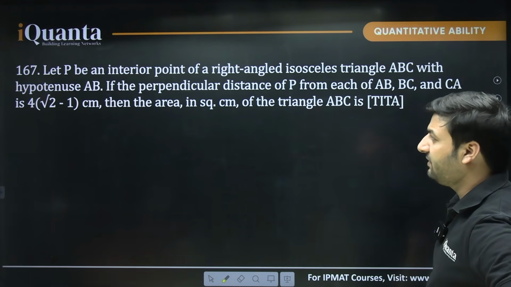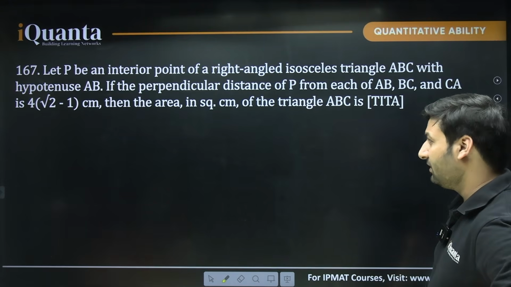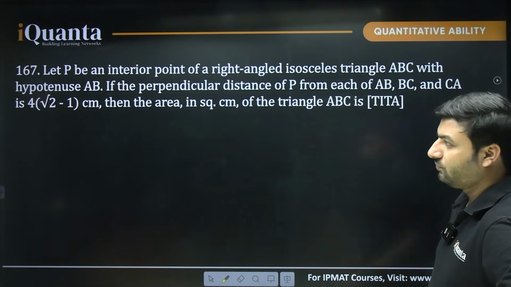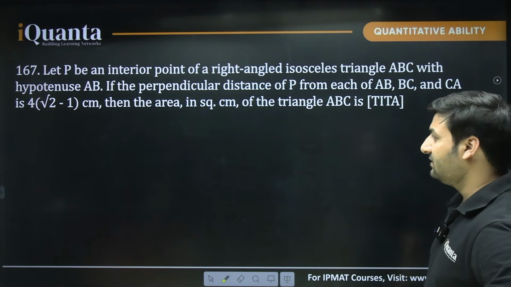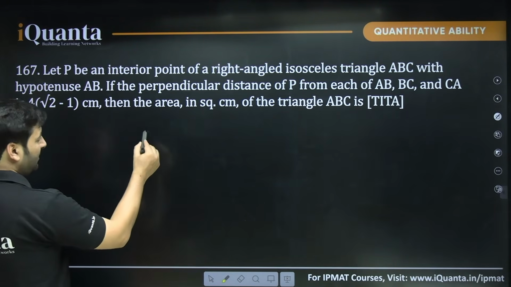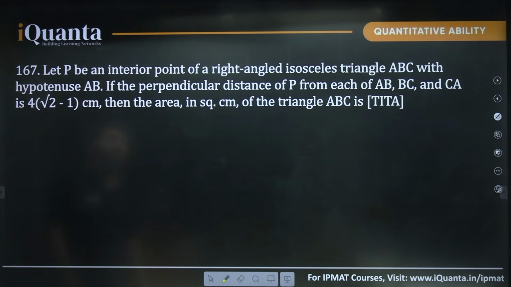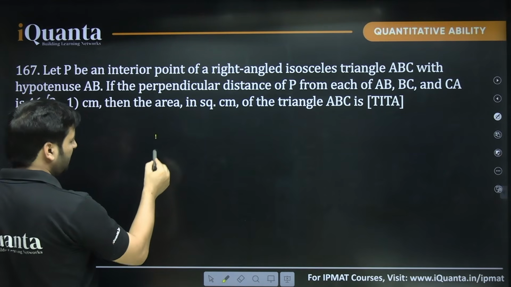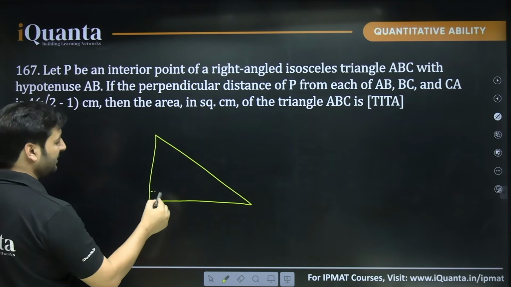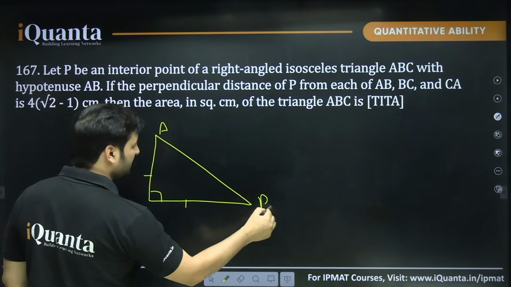Let P be an interior point of a right angle isosceles triangle ABC with hypotenuse AB. If the perpendicular distance of P from each of AB, BC, CA is 4 into root 2 minus 1 centimeter, then find the area in square centimeter of the triangle ABC. So ABC is a right angle triangle, and the hypotenuse is AB. That means it will look like this. Isosceles right angle, that means these two sides will be the same. This is A, this is B, and this is C.